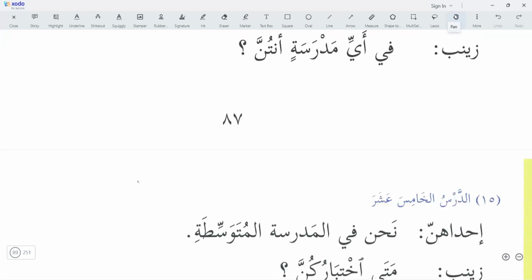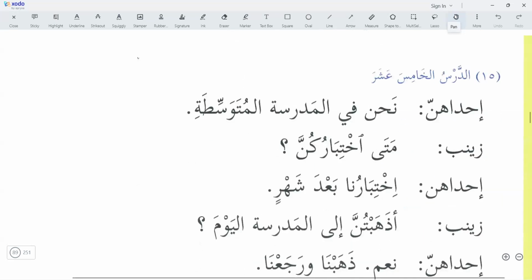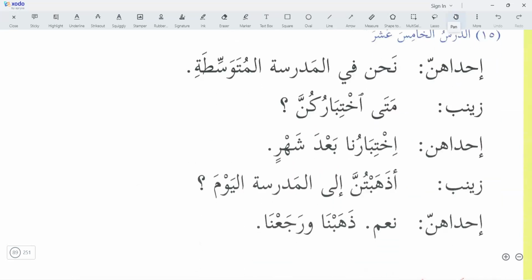Zainabu: Fi ayyi madrasatin antunna? In which school are you? Ihdahunna, one of them: Nahnu fil madrasatil mutawassitati. We are in the middle school.